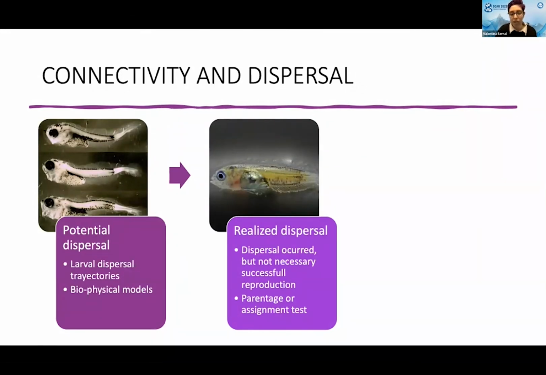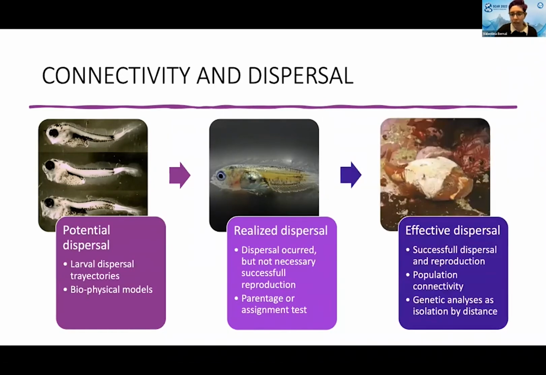And we can study this with parentage or assignment tests using genetics. And lastly, effective dispersal, that occurs when there is successful dispersal and reproduction of individuals from one population to another. And this is where we are talking about effective connectivity. And we also study this with genetic analysis, for example, isolation by distance.